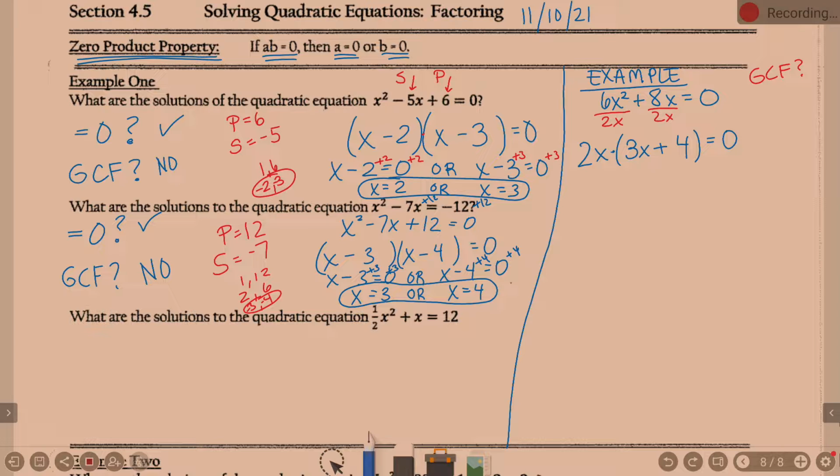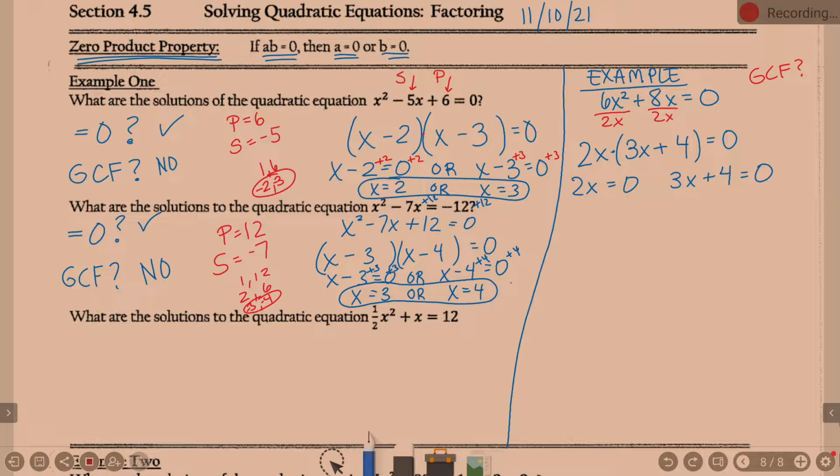What do we do on the past two when we had two pieces multiplying to equal 0? You multiply them together. No. We set each part equal to 0. So I'm going to set 2x equal to 0. And I'm going to set 3x plus 4 equal to 0. You're using the whole factor, which in the case of 3x plus 4 is the whole parenthesis. In the case of 2x, it's just that single term that's out front.